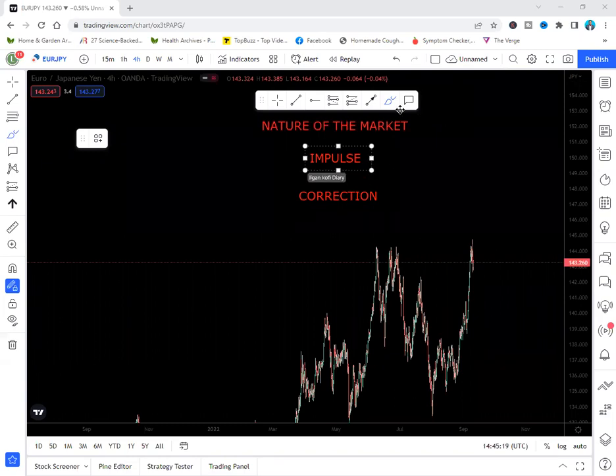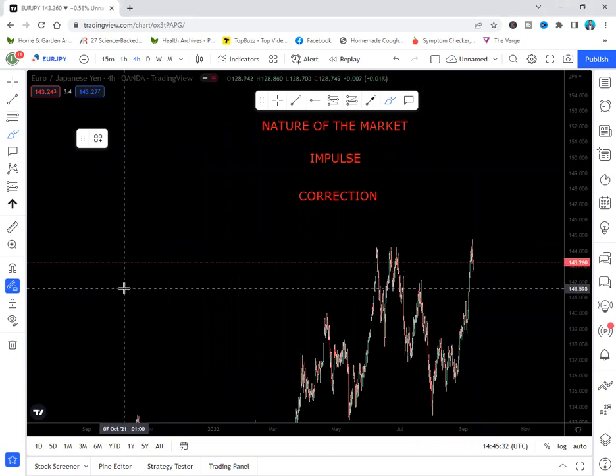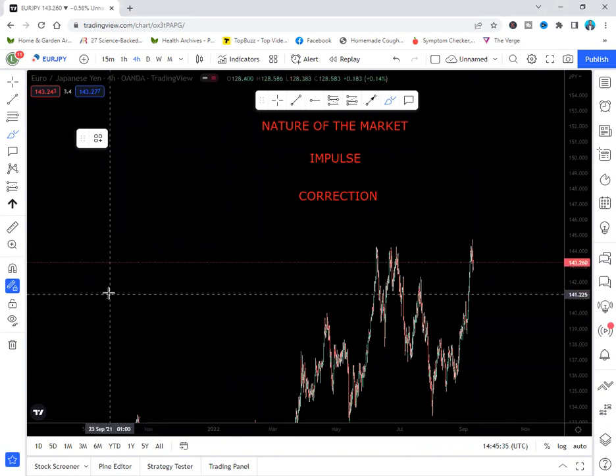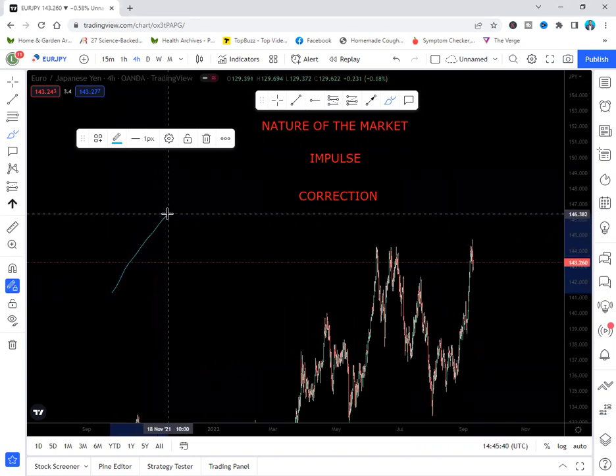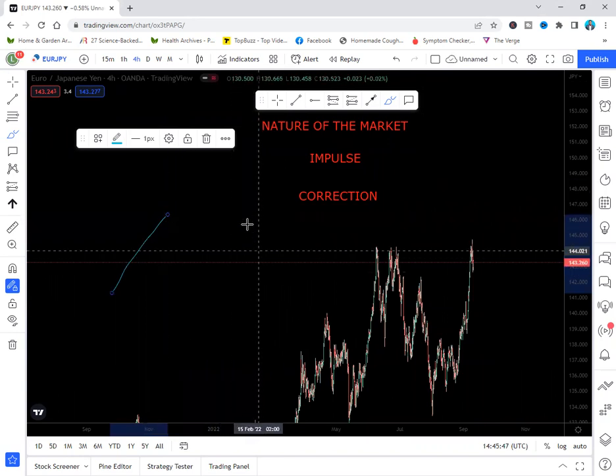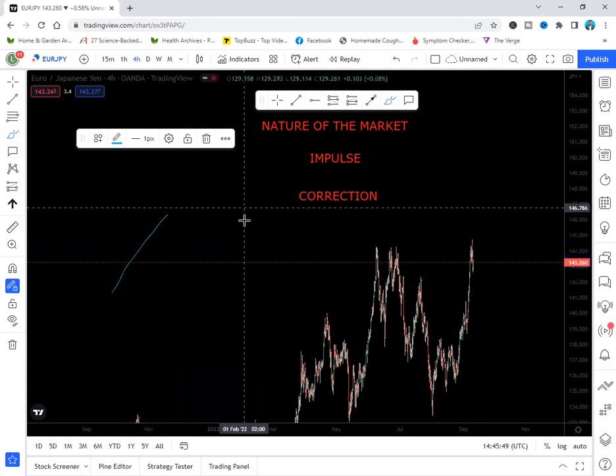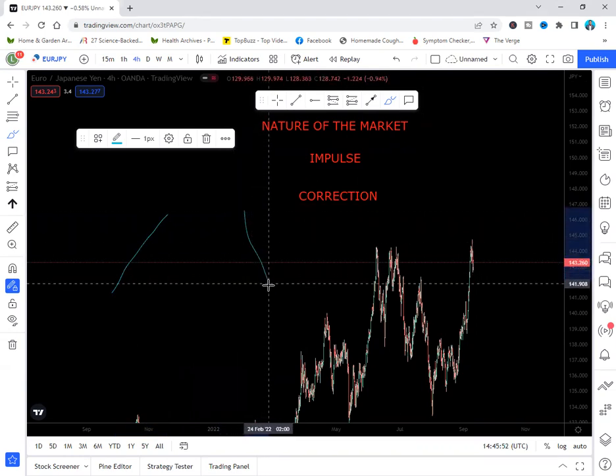So what is an impulse and what is a correction? Now, an impulse simply means a higher momentum. A higher momentum is when the market is making a move to the upside and it keeps going up, that becomes an impulse. If it is to the downside, you will see the market coming down and coming down. That is an impulse.